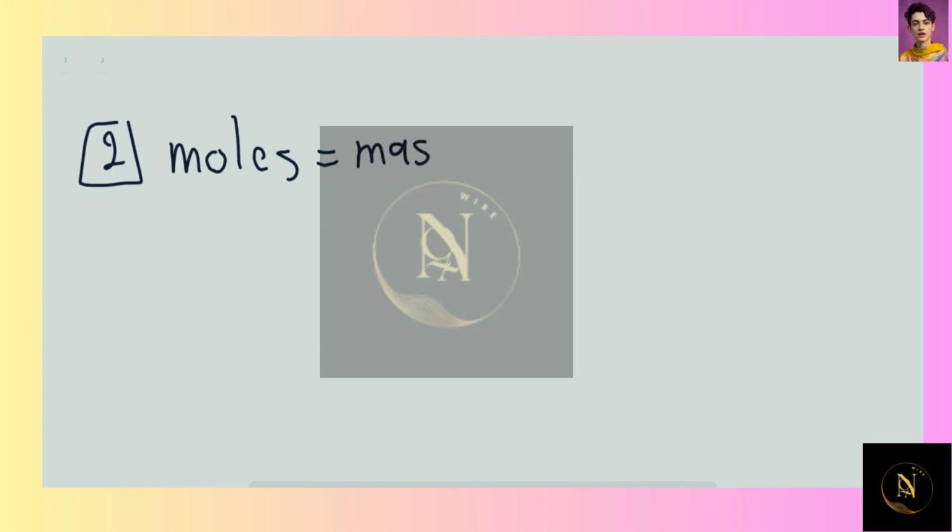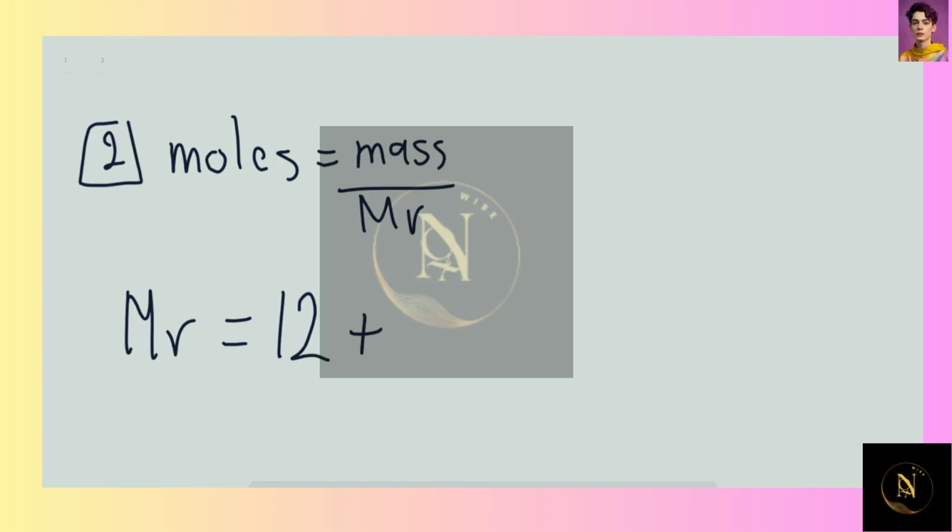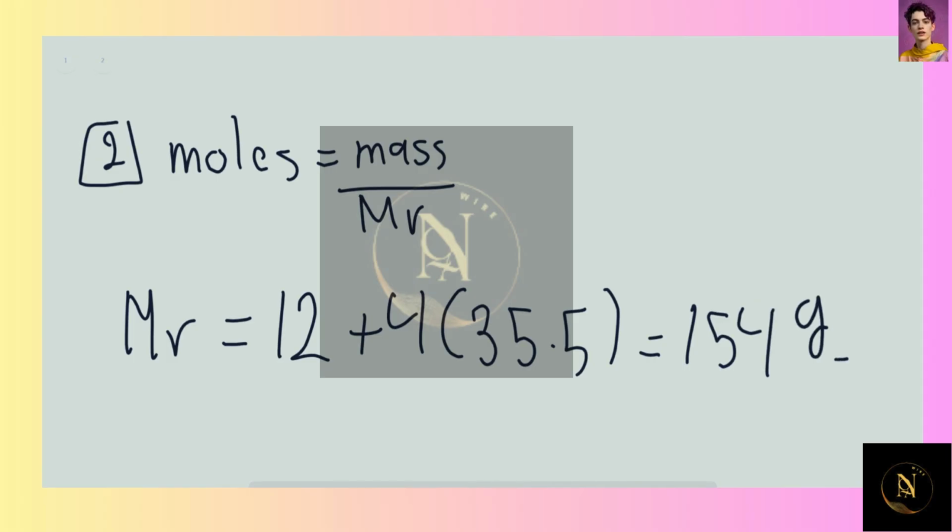And so we need to convert that into moles, which, as you know, is mass over Mr. The Mr of my compound is the sum of the atomic masses. I have one carbon with an atomic mass of 12, plus 4 chlorine atoms, each with a mass of 35.5, and so I get 154, and the units for molecular weight are grams per mole.